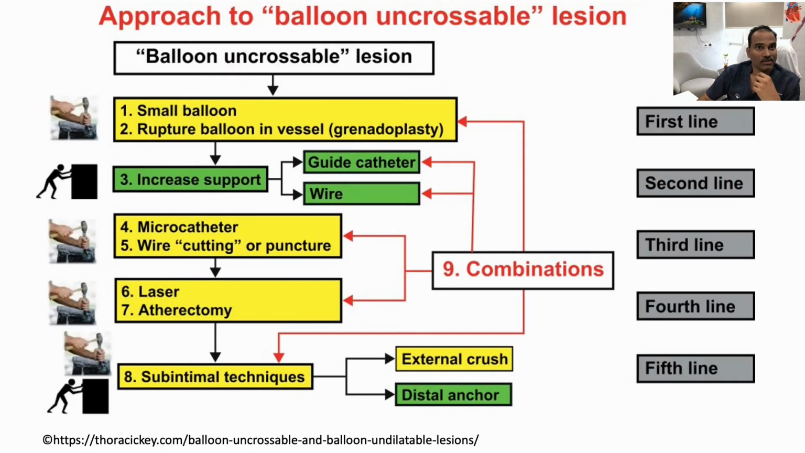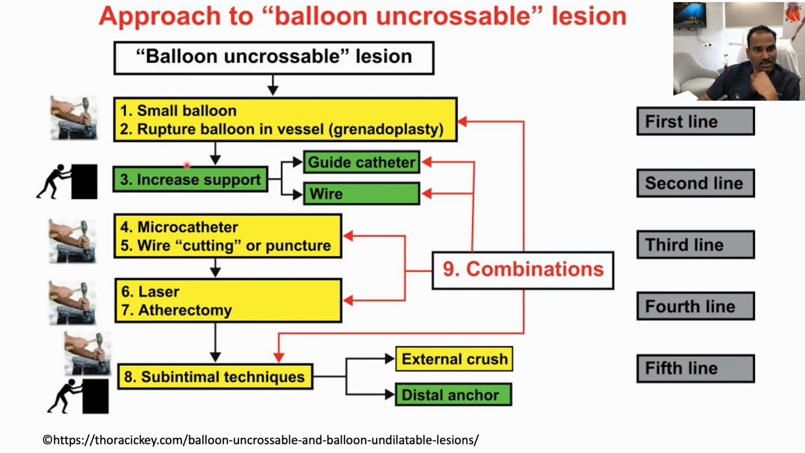So this is one flowchart which we can use in balloon uncrossable lesions. You try to use smaller balloons, a 1 mm balloon, or there is a Nanocross balloon which is around 0.8 mm. And if nothing is crossing, you can do a grenadoplasty with an intentional rupture of the balloon by going to high pressures.